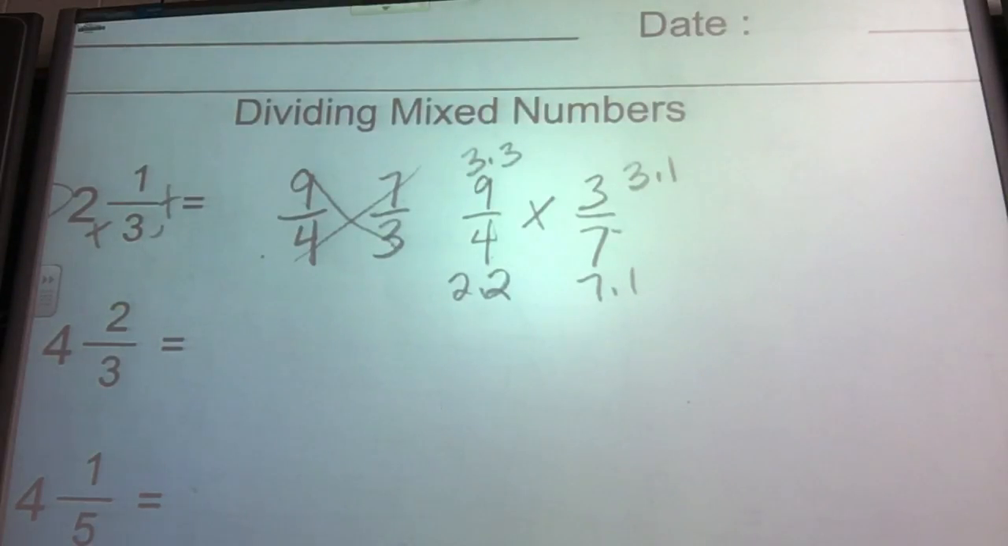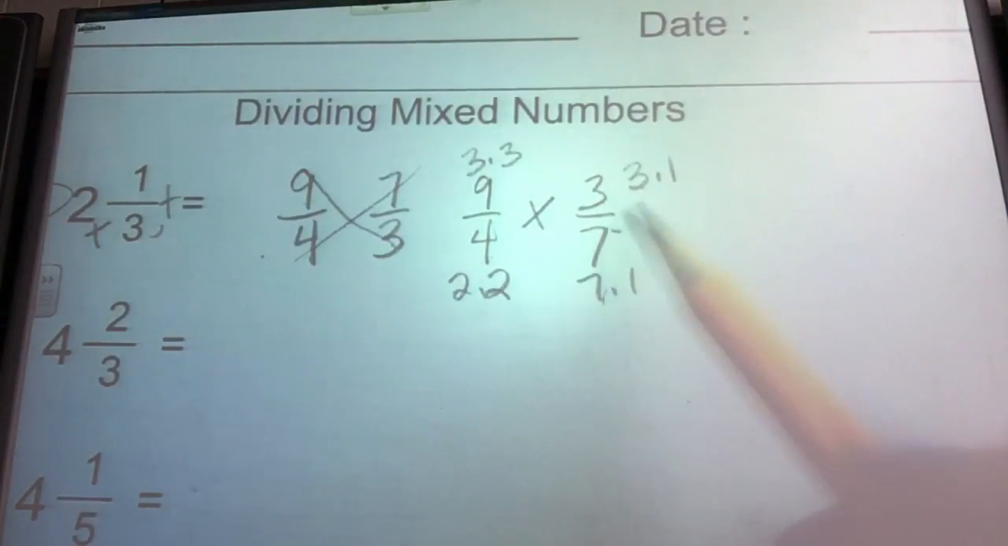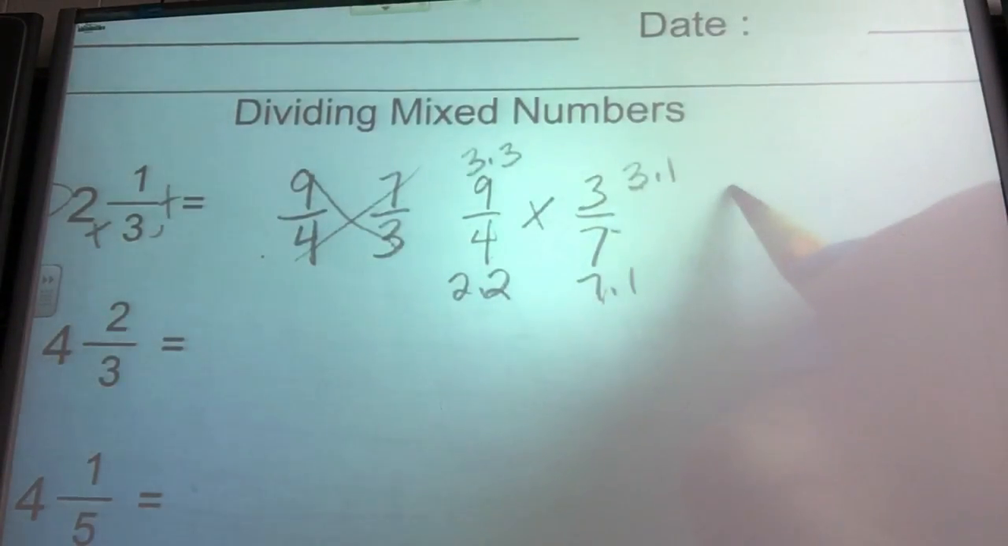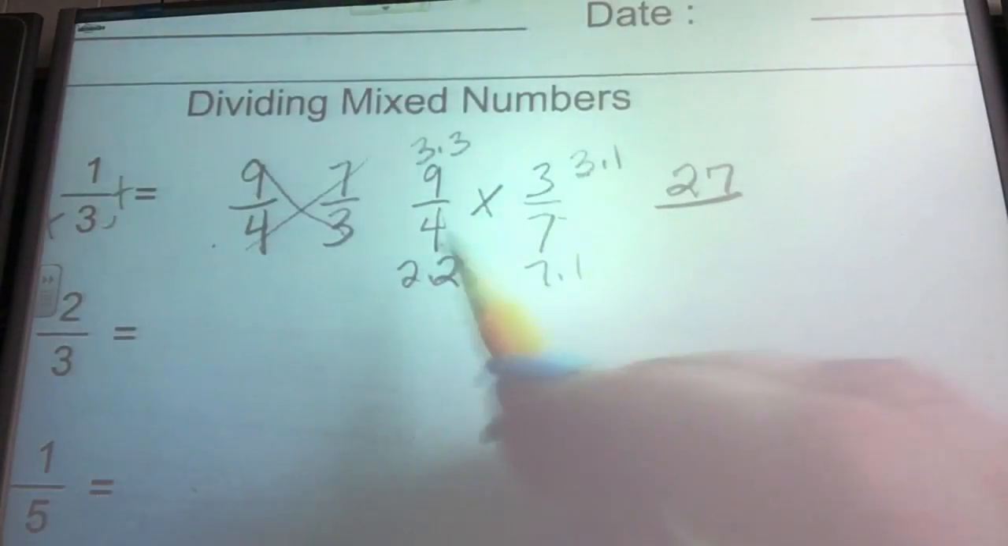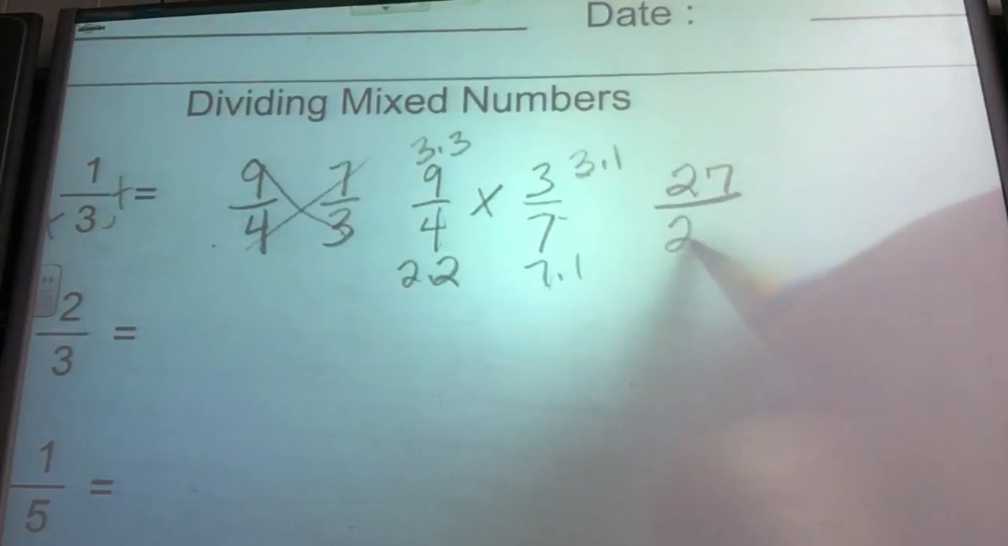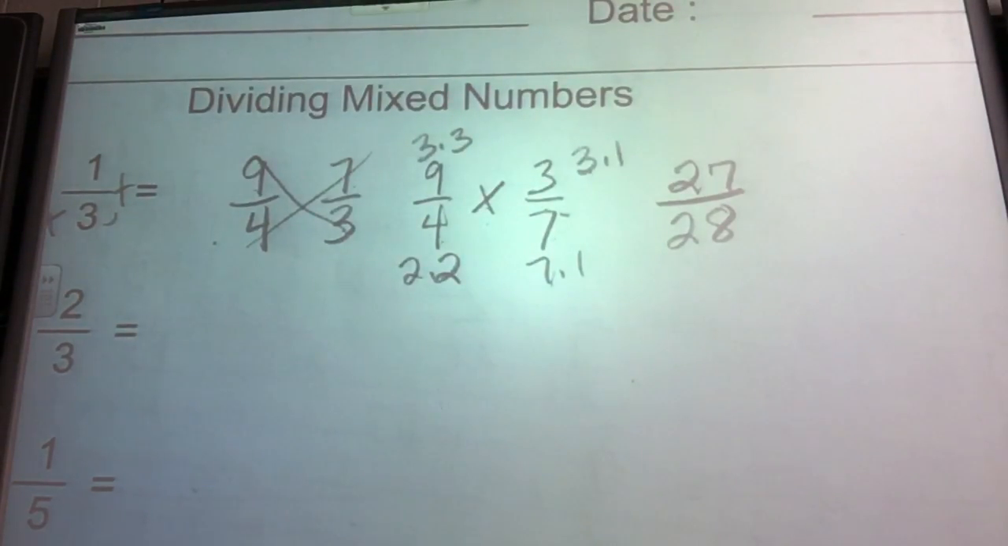So that means we can just multiply straight across. There's no 3s down here, and there's no 7s or 2s up here. So that means that we can't simplify it. So we're going to just multiply across. 9 times 3 is 27. 4 times 7 is 28. And actually, that is a proper fraction, so you don't have to flip it back. You're all done.